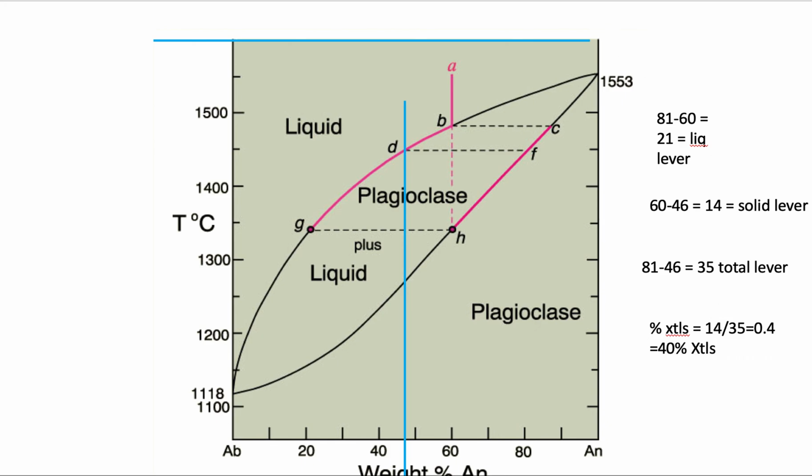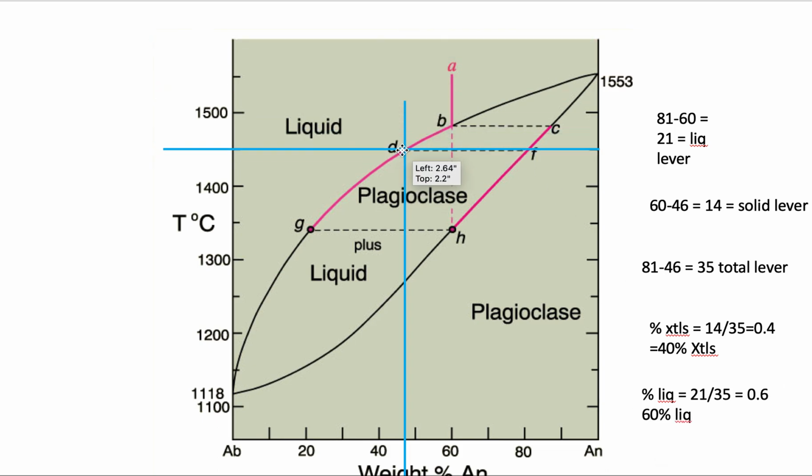And then for the amount of liquid, the percent liquid is going to be equal to the liquid lever, which is 21, divided by 35. As a fraction, that is 0.6, and so that comes out to 60% liquid. So for this particular case of a system that is sitting at 1450 degrees centigrade, represented by that dashed line that goes from D to A to F, we have a system that is at 40% crystals and 60% liquid according to the lever rule.